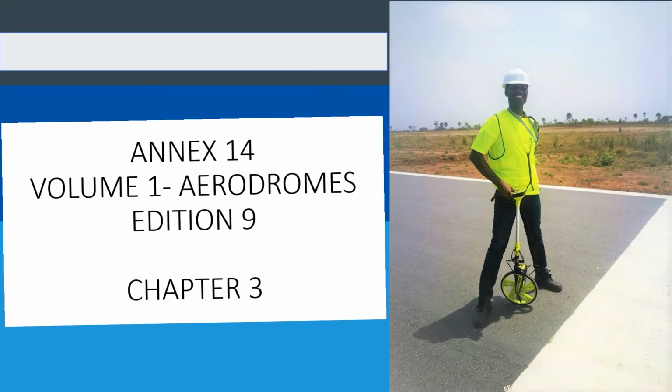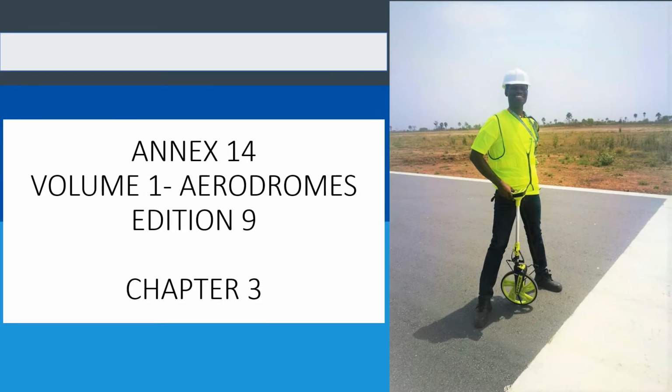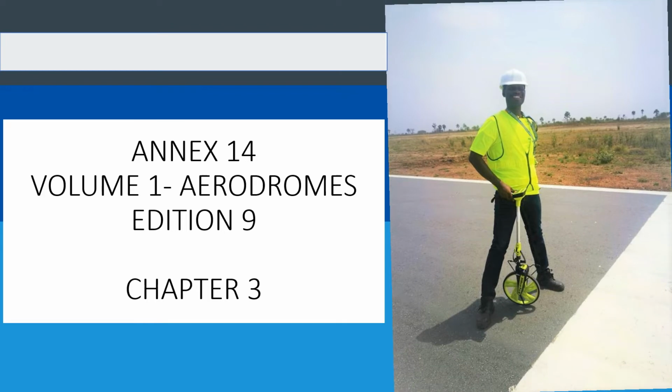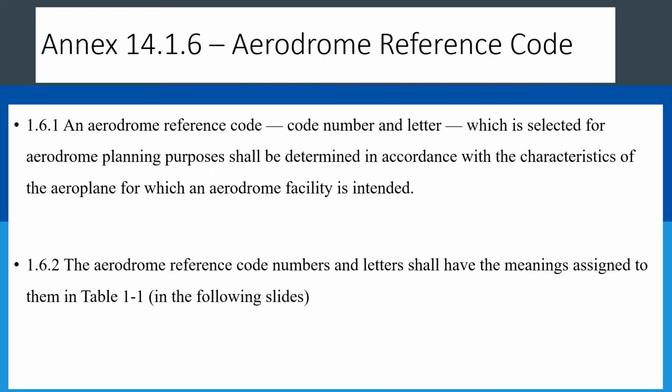We are basing all our standards and requirements on Annex 14, Volume 1, Aerodromes, Edition 9. And currently, we are in Chapter 3 of the Annex 14, Volume 1. It is very important that we have this reference and also ensure that we are using the latest version of the Annex as at the time of this recording. So I encourage you all to tag along as we have a review of the month in question.